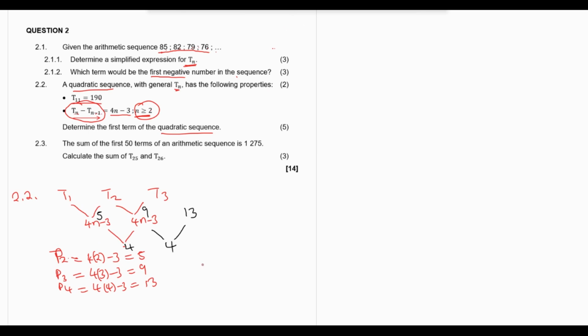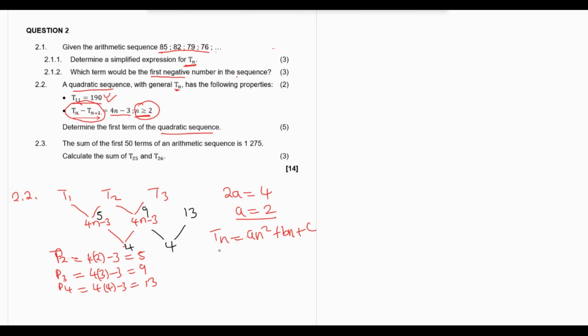Now we have more information here. So from this, we know that 2a is equal to the second difference, which is 4, meaning that a is equal to 2, right? And then what else do we have? Remember, Tn is equal to an squared plus bn plus c. We're given that T11 is 190, and already we have a.